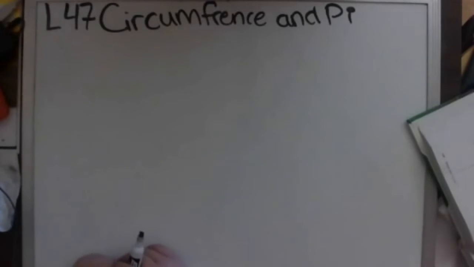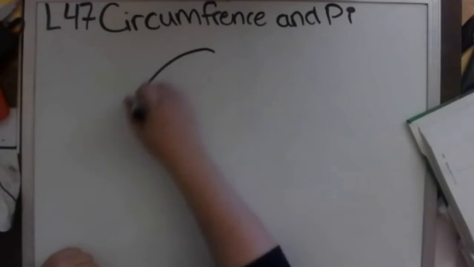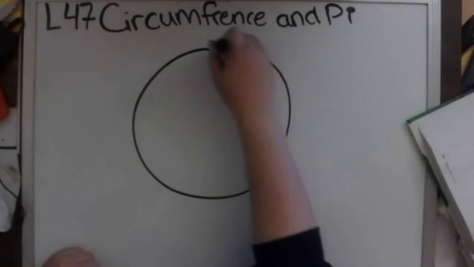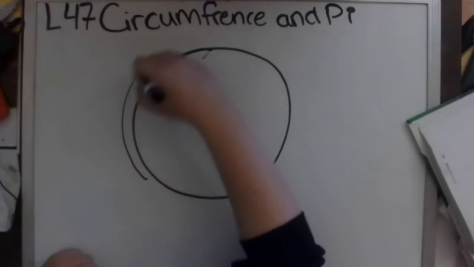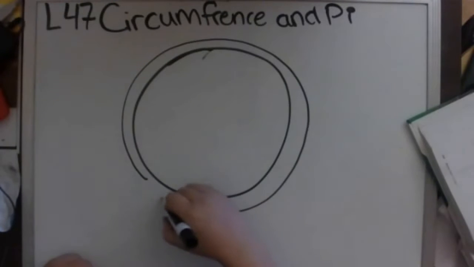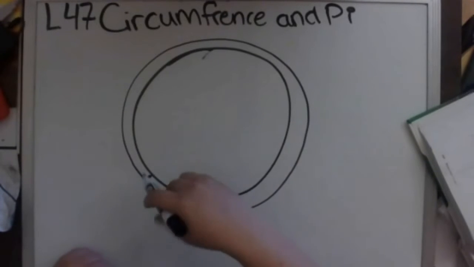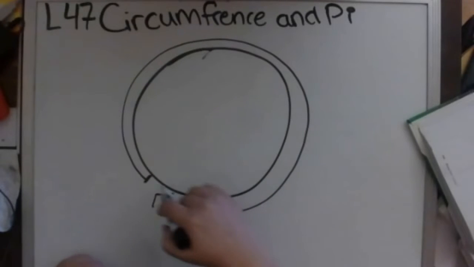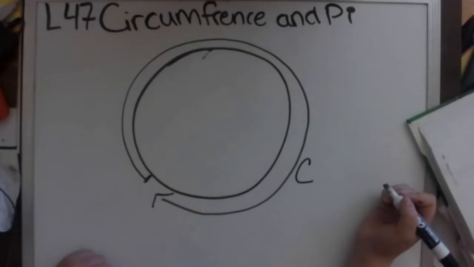This is course 1, lesson 47, circumference and pi. So let's first go over the different pieces of our circle, because we will have to know all of them for this lesson. The circumference of a circle is all the way around the outside. If I took a measuring tape, started at one point, measured all the way around and came back to my starting point, that is your circumference, or C.